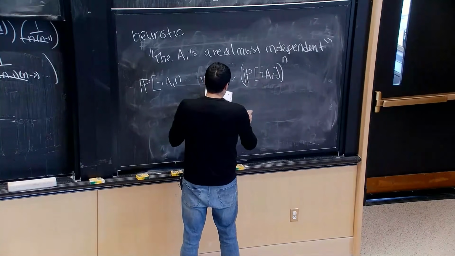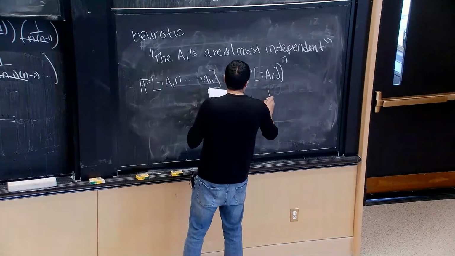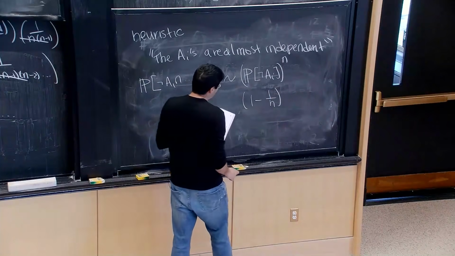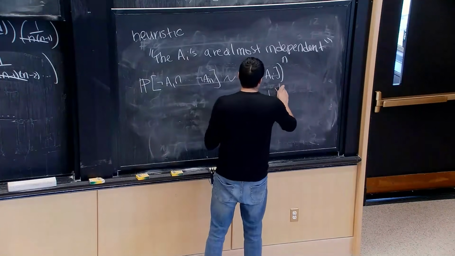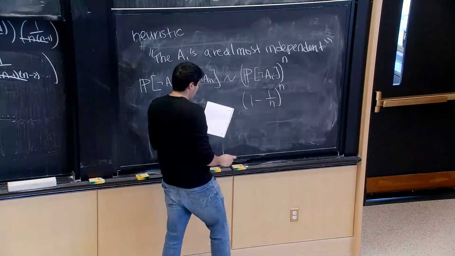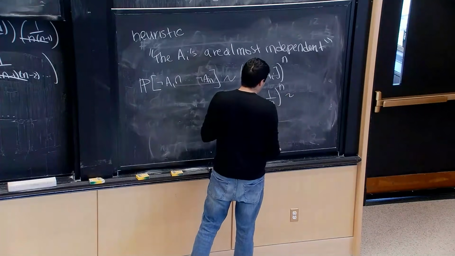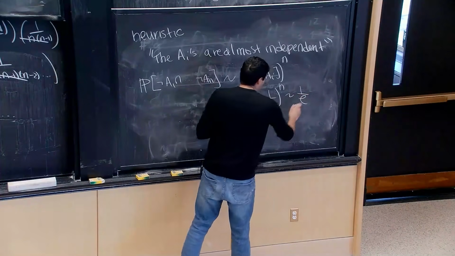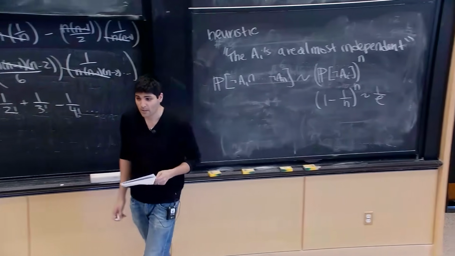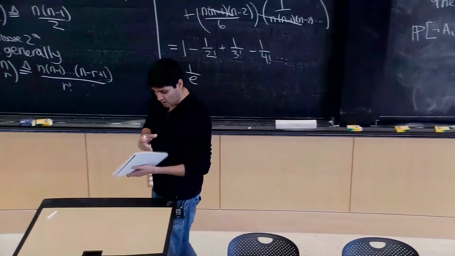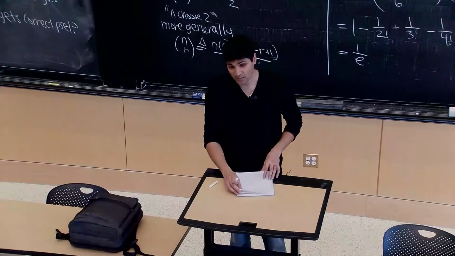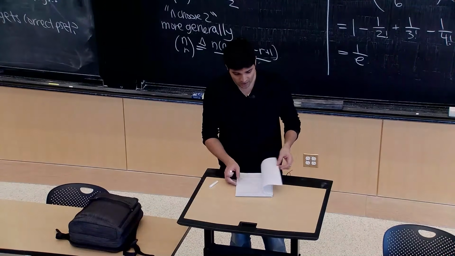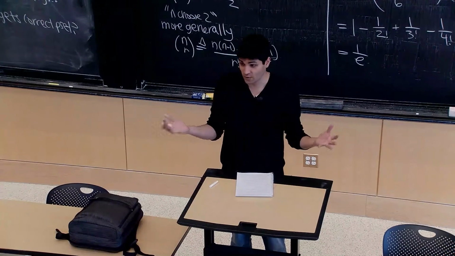Each one of these things behaves like 1 minus 1 over n, because I'm very likely to not get my correct p set back, and I'm raising them to the nth power. And in the limit as n goes to infinity, this really is 1 over e. So inclusion-exclusion is actually a way to make some of these intuitions precise when you don't literally have independence, but you have something very close to it.